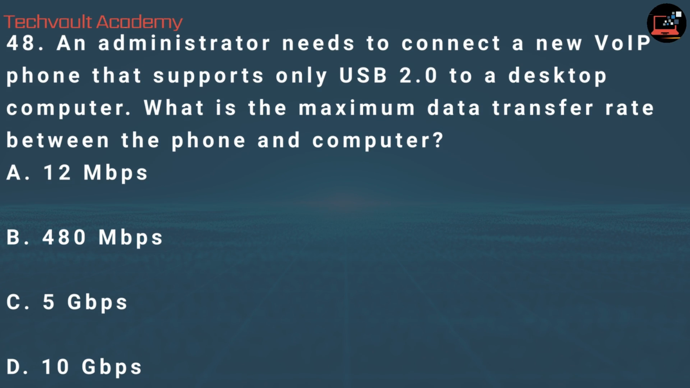48. An administrator needs to connect a new VoIP phone that supports only USB 2.0 to a desktop computer. What is the maximum data transfer rate between the phone and computer? A. 12 megabits per second, B. 480 megabits per second, C. 5 Gbps, D. 10 Gbps.